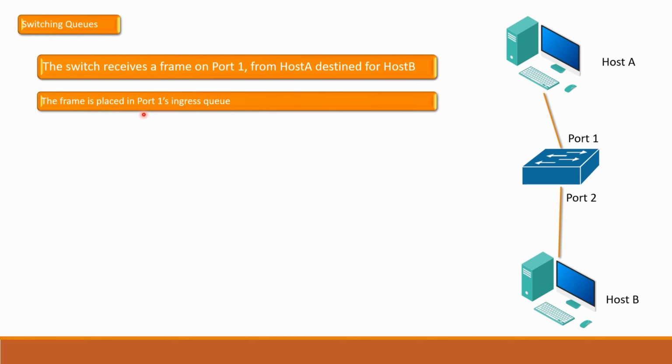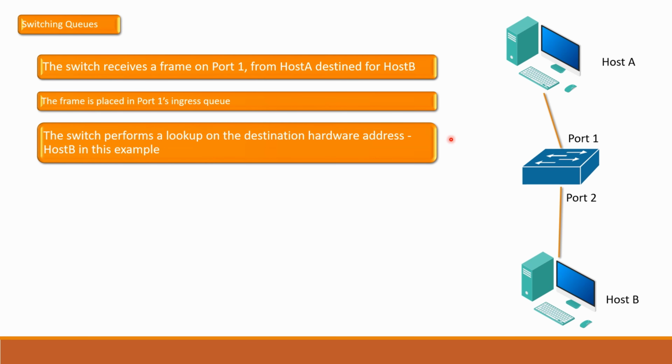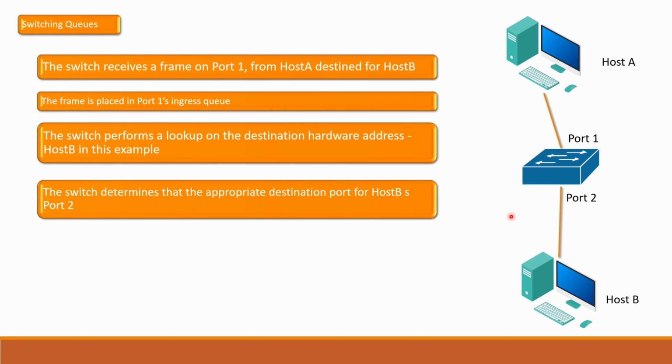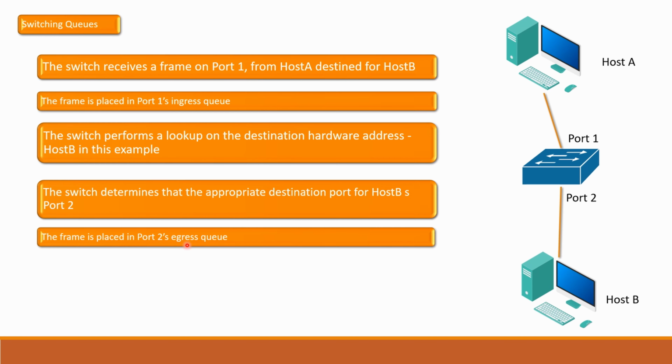The frame is placed in port 1's ingress queue. The switch performs a lookup on the destination hardware address. So it receives on the ingress port and then goes to the switching place. The switch checks the MAC address table and looks up the destination hardware address, in this case the host B hardware address. The switch determines that the appropriate destination port for host B is port 2. If the switch's MAC table already has the host B MAC address, it will store the port number itself. So port 2 is the egress port, and the frame is placed in port 2's egress queue.